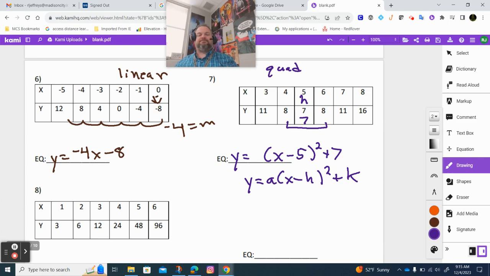Now, how do we get to our A value? Well, we start at our K value, which is 7, and we go to the next value. So if we're at 7, how do we get to 8? Add 1. So you can put a 1 right there, or you can leave it alone. Either one. Okay.